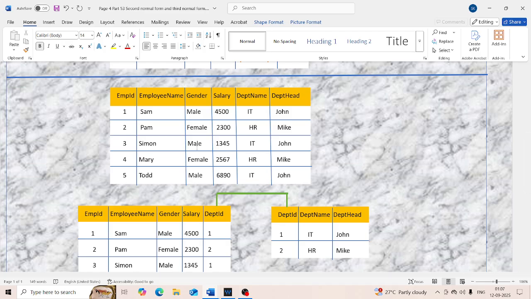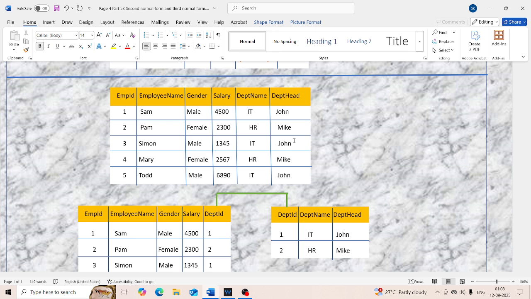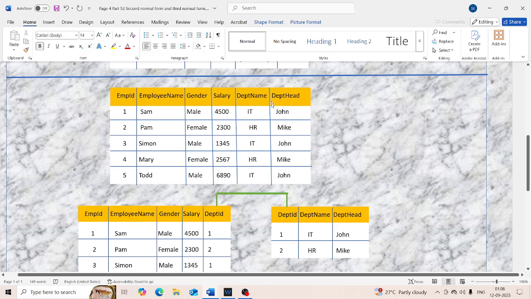Now if you look at this table, which has employee and department detail, every employee has a department name and department head. Now, if you look at this, employee name, gender, salary, and department name, they are dependent on the primary key.